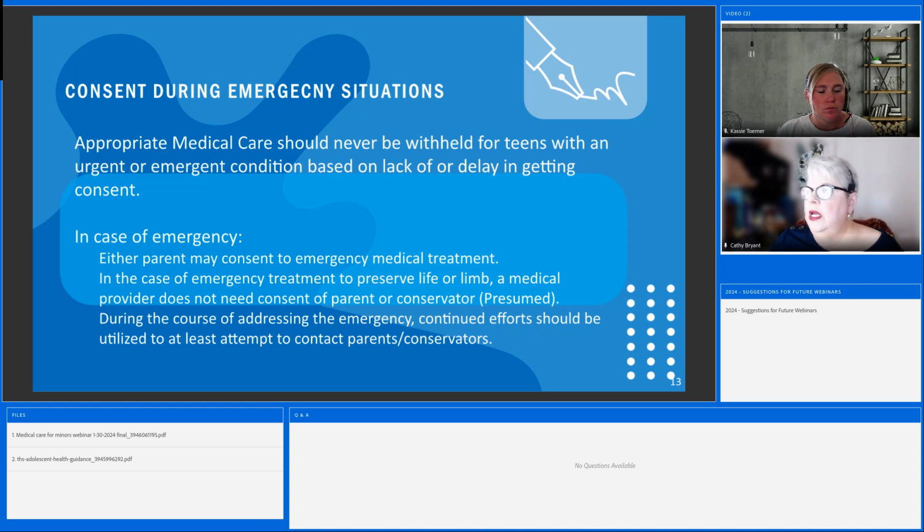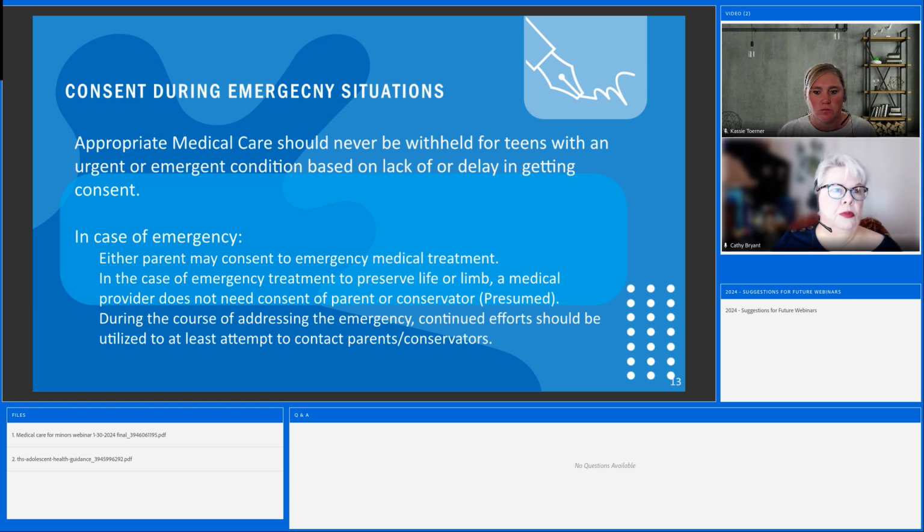So during emergency situations, it is perfectly within your right, and you should not withhold treatment just waiting to get consent. So, in the case of an emergency, either parent may consent to medical treatment. In the case of emergency treatment to preserve life, the medical provider does not need to obtain a consent from the parent or conservator.